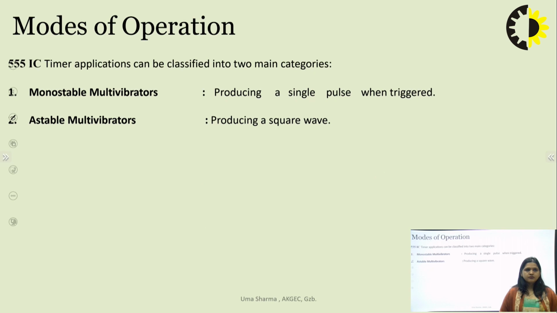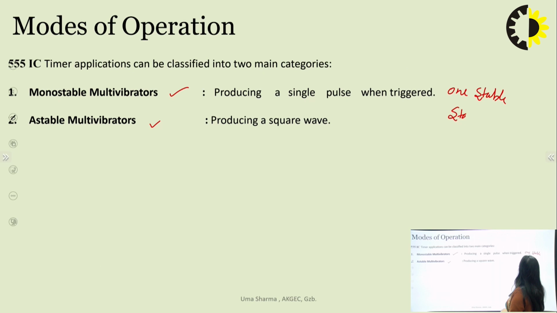So now come to the two main modes of the 555 timer IC, or the most popular applications of the 555 timer IC. One is the monostable multivibrator, the second one is the astable multivibrator. So first see the definition of the monostable multivibrator. This is the multivibrator or waveform generator which is having one stable state only.